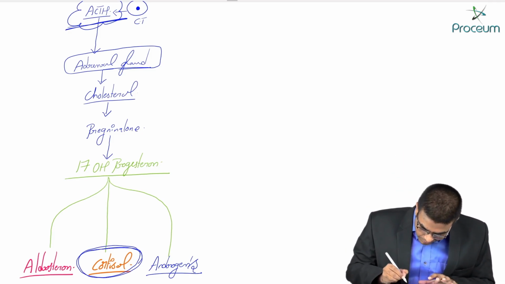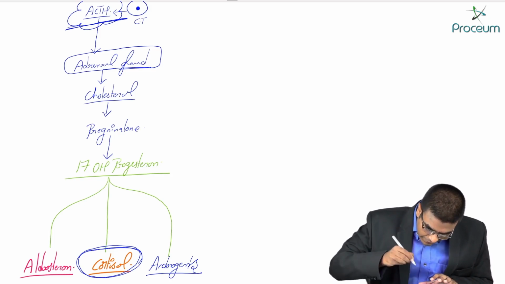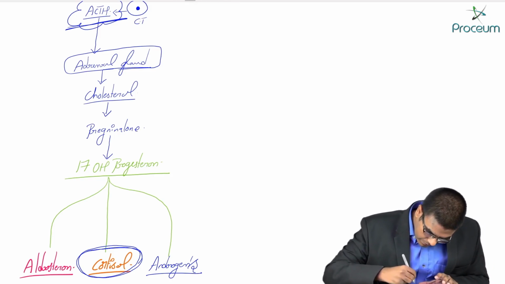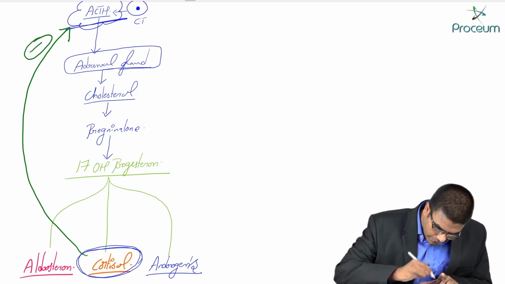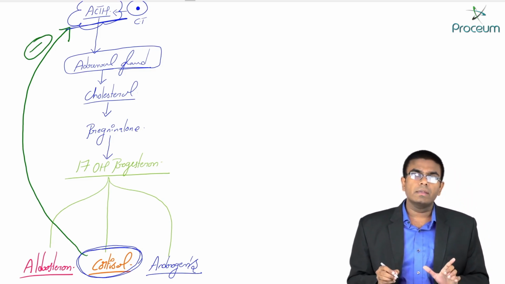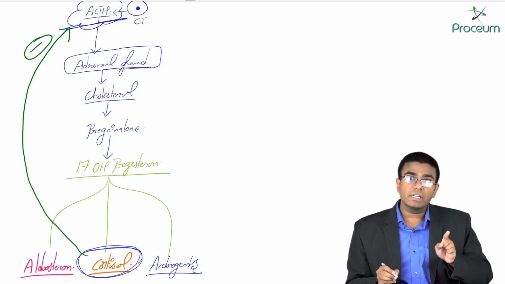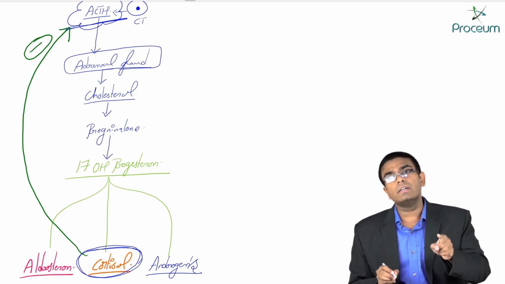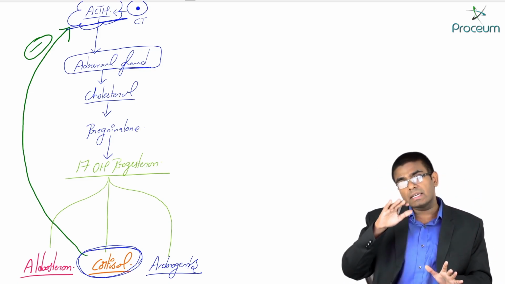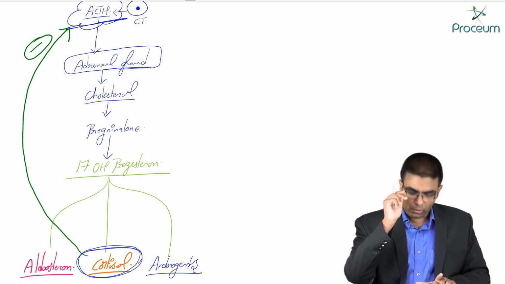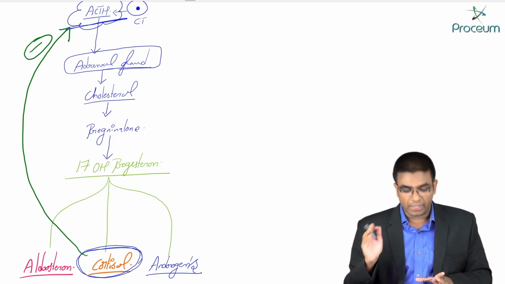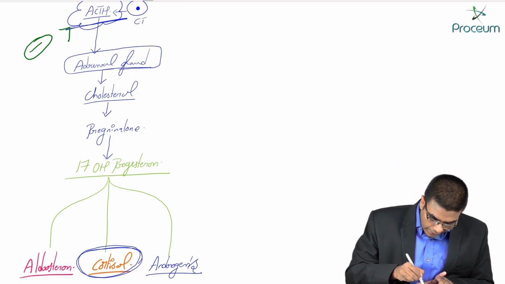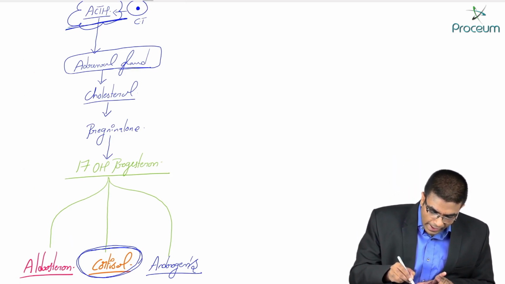Now guys, please remember, this cortisol will give negative feedback for the production of ACTH. Cortisol is sufficient in the body, so it gives negative feedback for ACTH release, so that ACTH levels will go down. Now what happens in congenital adrenal hyperplasia? Why is congenital adrenal hyperplasia happening?